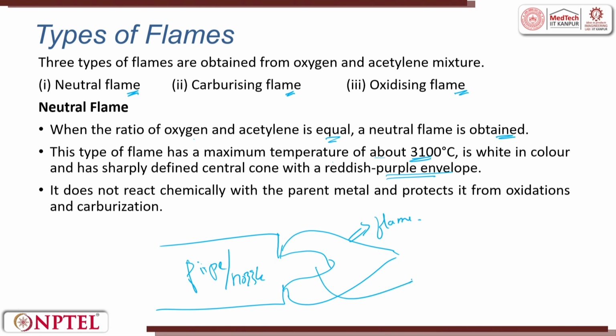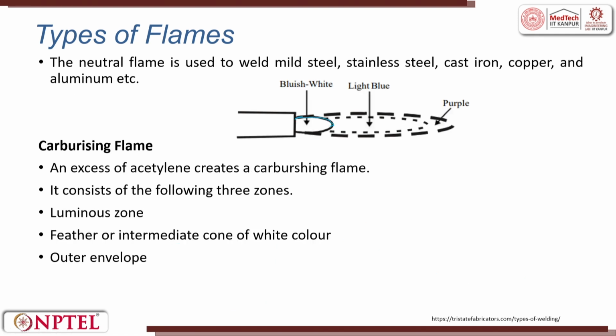Okay. This is the center cone. And here we talk about the envelope. So, this is the envelope. It does not react chemically with the parent metal and protects it from oxidation, neutral. This is the cone and this is the complete flame envelope, right. So, here we say purple, here we say light blue, here we say bluish white. So, the neutral flame is used to weld mild steel, stainless steel, cast iron, copper and aluminium.